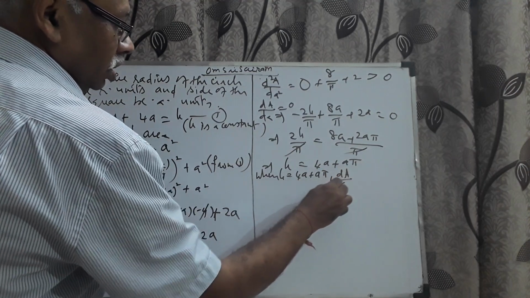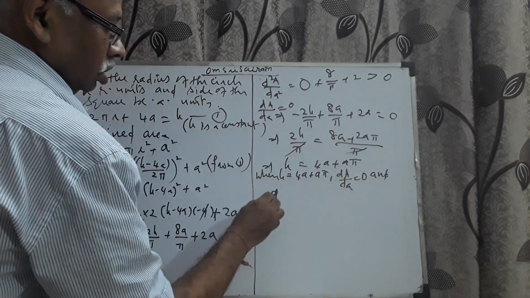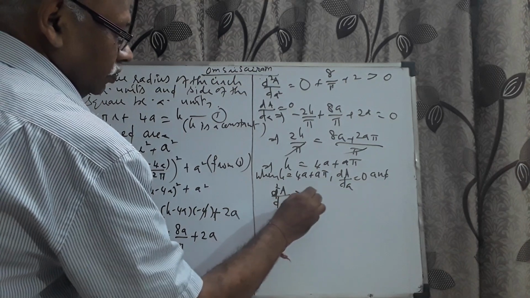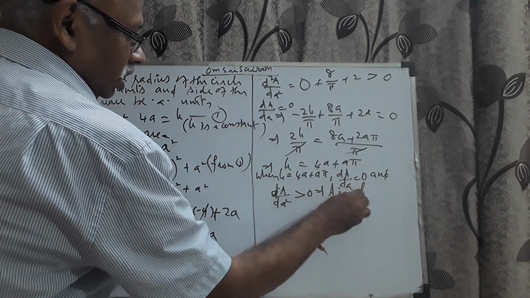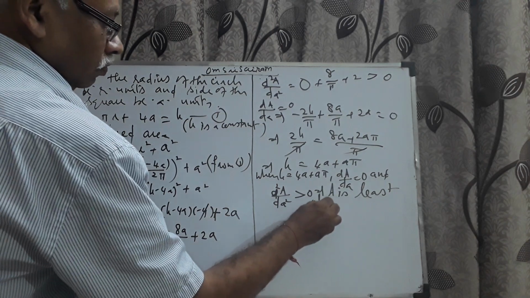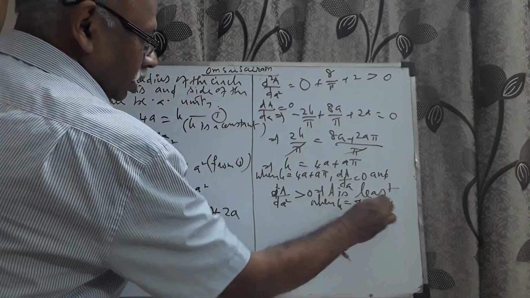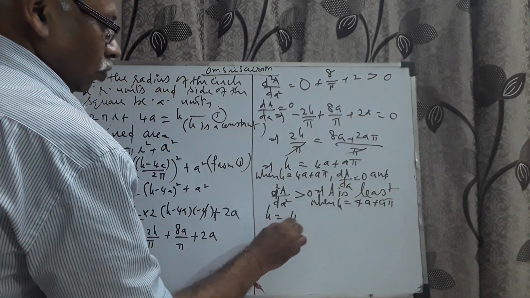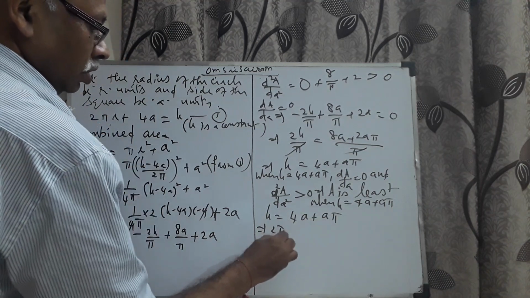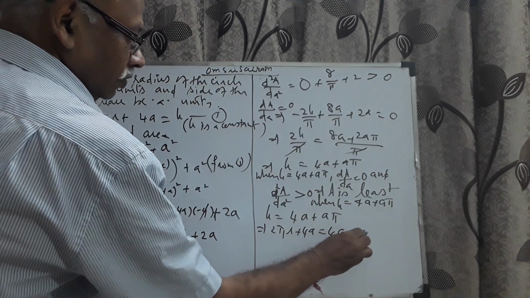First derivative dA by da is 0 and d square A by da square is greater than 0. Implies A is least or minimum, both are same, when k is equal to 4a plus a pi. Let me try to simplify what happens here. 4a plus a pi, which implies 2 pi r plus 4a is equal to 4a plus a pi.